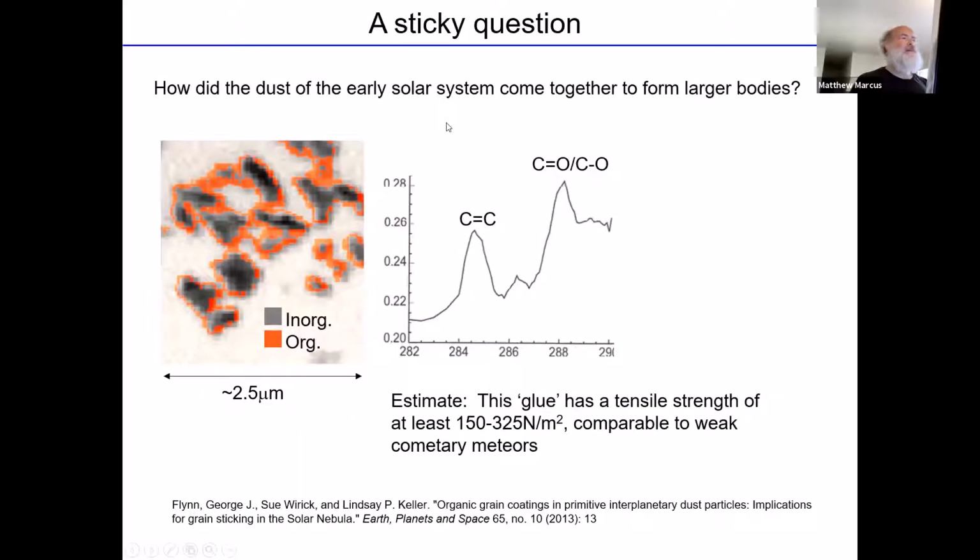So one scientific question that could be asked is how the dust of the early solar system stuck together to form larger bodies. If it was all just minerals, it wouldn't stick together. And there's an estimate of how strong the glue would have had to be.